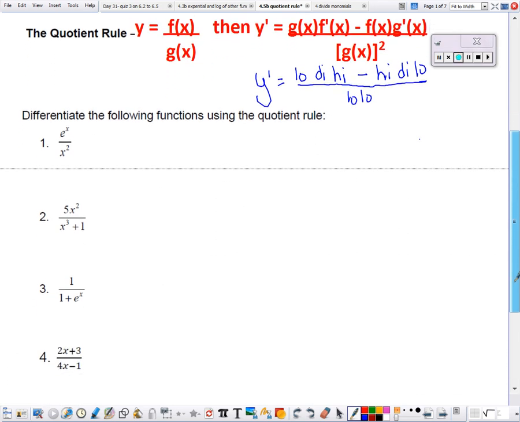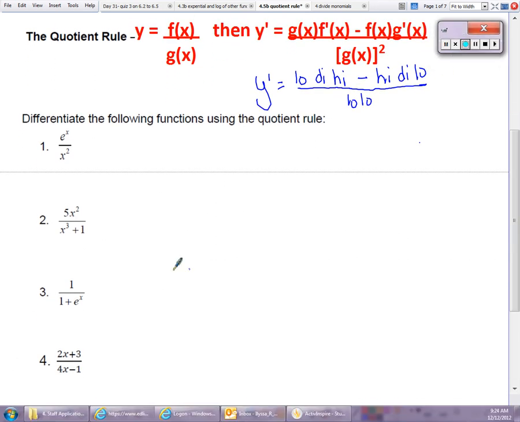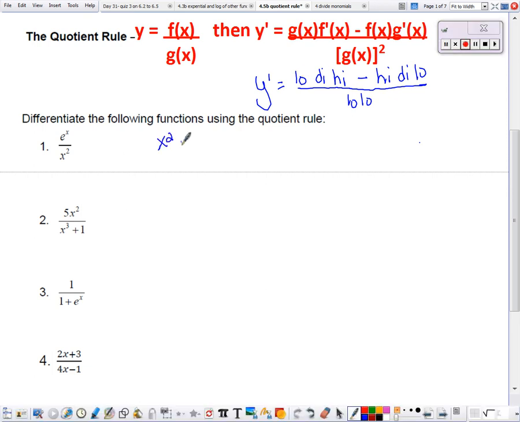We're going to do number 1. We're going to do all 6 of these examples together. So when I have the derivative of this function, I need the denominator times the derivative of the numerator, and the derivative of e to the x is e to the x, minus the numerator, high, d low. So the derivative of x squared is 2x all over the denominator squared.